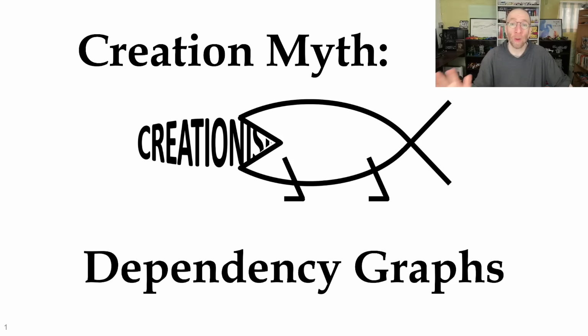I got a big one for you today that I'm really excited to go through. Today, we are talking about the creation myth that Winston Ewert's dependency graph model does a better job explaining the existing pattern of biodiversity than common ancestry. And that's a mouthful, so we're just going to shorten that up to creation myth, dependency graphs.